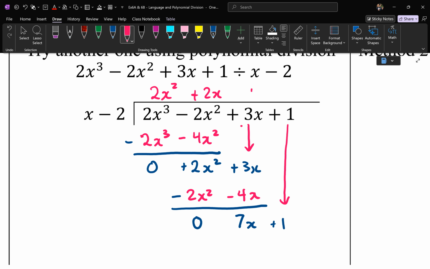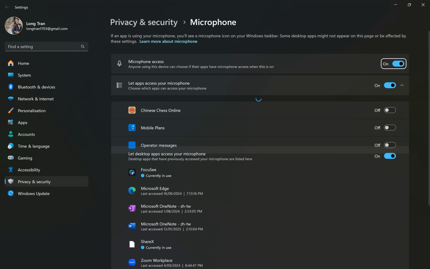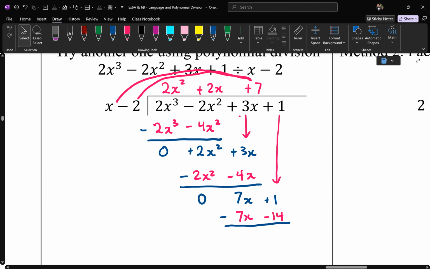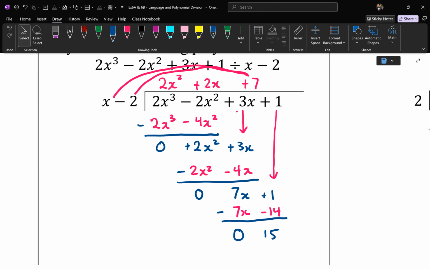7. So the number here should be positive 7, because positive 7 times the x gives me my 7x. But don't forget, I also have 7 groups of negative 2, which is negative 14. This is how many times it fits. So then I need to subtract, just like I have been, to find the remainder. Notice this will always be 0, because you're always matching it. And then you just figure out, well, what's 1 take away negative 14? It's 15.